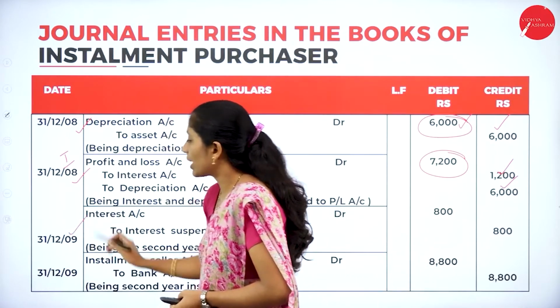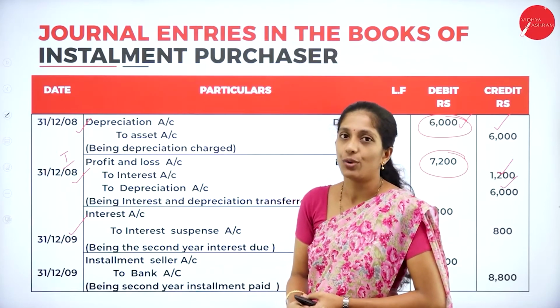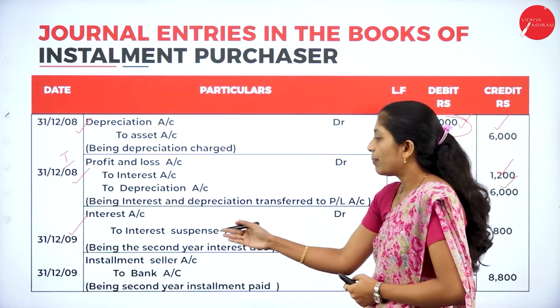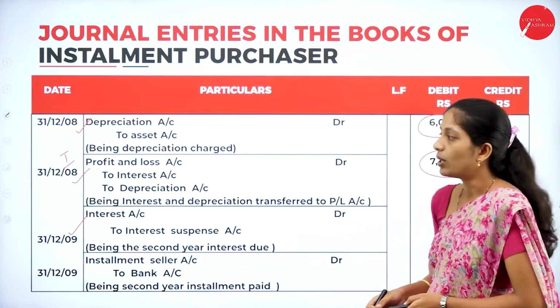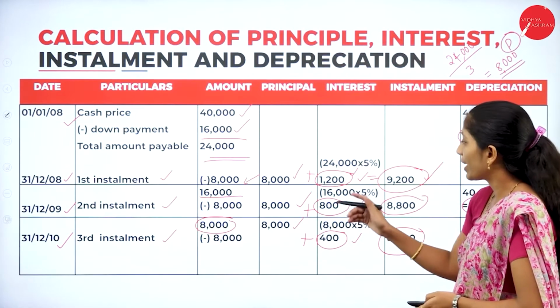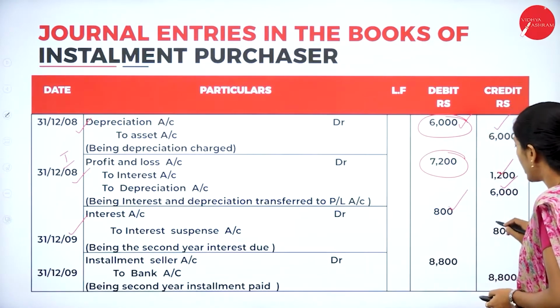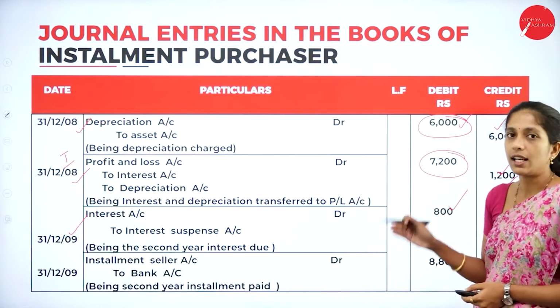In the second year, your first entry is for interest due. The entry remains the same: interest account debit to interest suspense account, being the second year interest due. Now what is the second year interest? That is 800. So record this 800 in the debit and 800 in the credit.